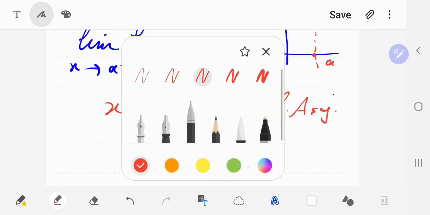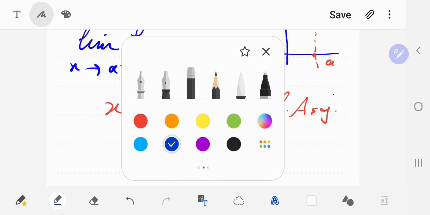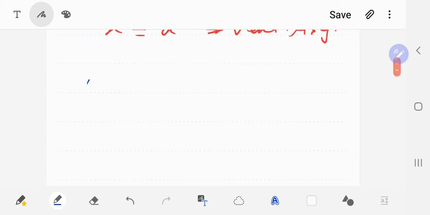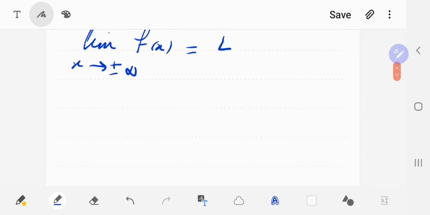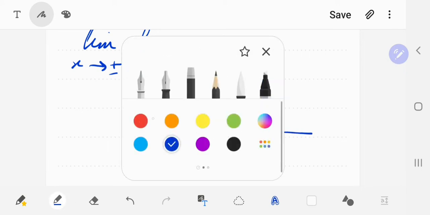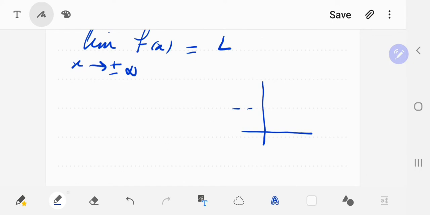So we'll have a vertical asymptote, which is x equals a, and to check the horizontal asymptote, we need to evaluate the limit of f of x as x approaches either positive or negative infinity. If such a limit gives us a value L, then the line y equals L will be considered as a horizontal asymptote.